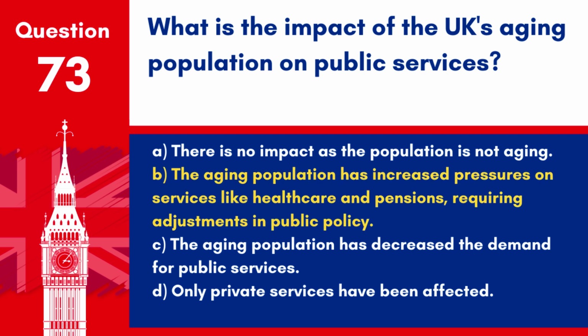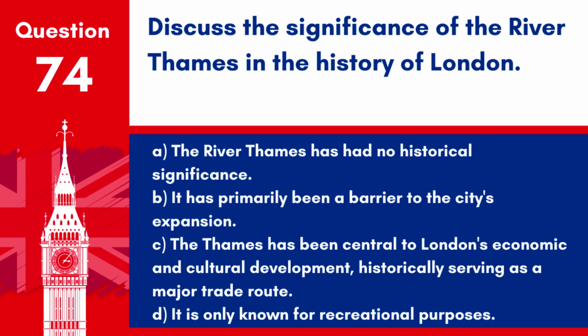Answer: B. The ageing population has increased pressures on services like healthcare and pensions, requiring adjustments in public policy. As the UK's population ages, there is growing strain on public services, necessitating policy changes to sustain healthcare and retirement systems. Question 74. Discuss the significance of the River Thames in the history of London.